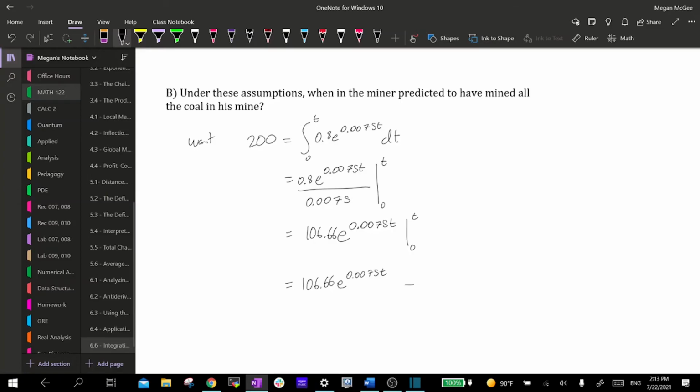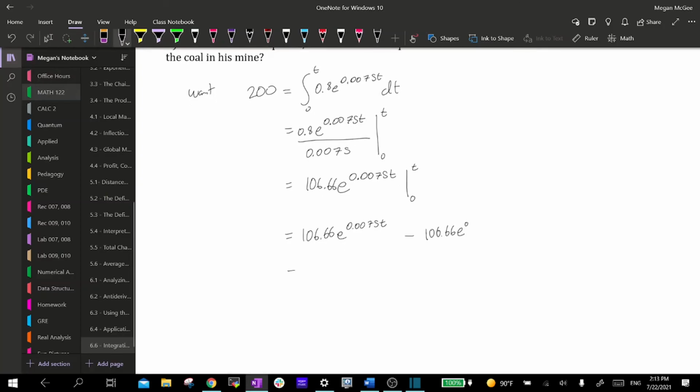And then minus, when we evaluate at 0, we get our constant, 106.66, e to the 0.0075 times 0, which is just 0. And we know that e to the 0 is 1. So we end up with 106.66 e to the 0.0075t minus just our constant here.